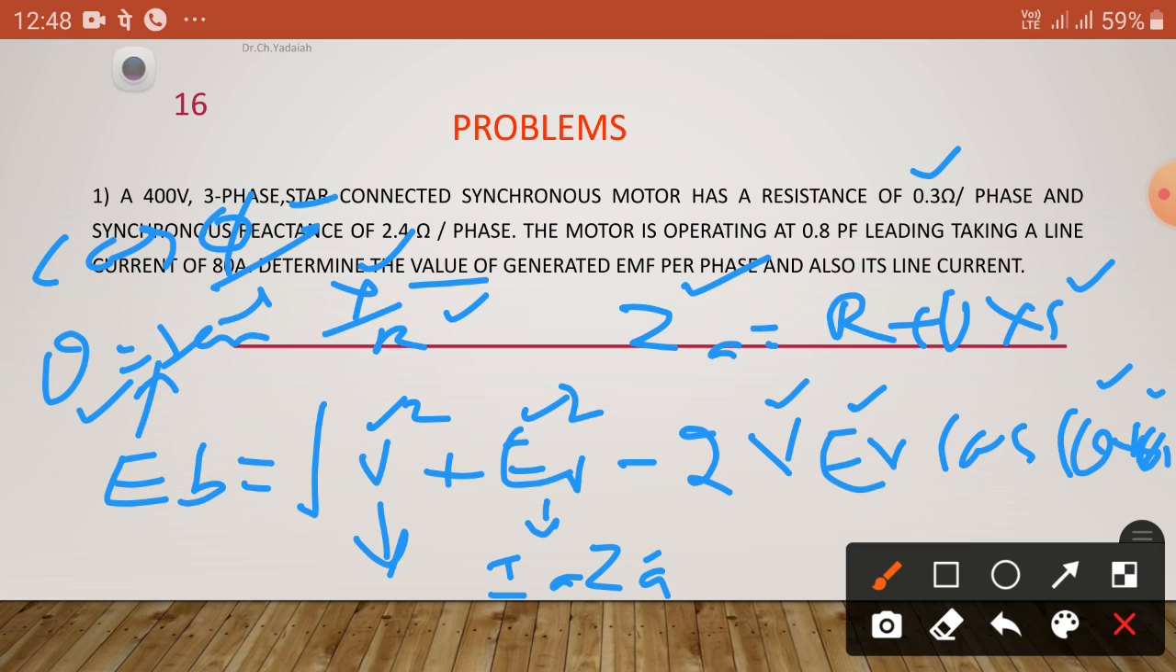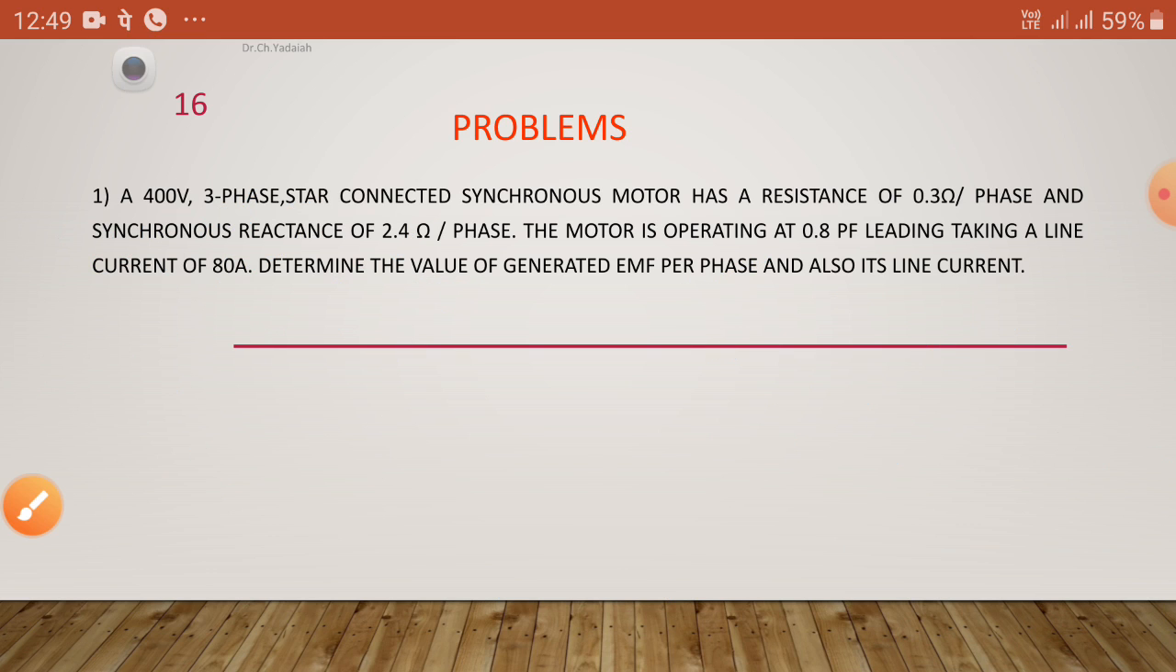Now lastly the line current. So here, you are going to calculate the phase current into line current, star connected, similar value. So this is a basic idea. Let us do this problem.